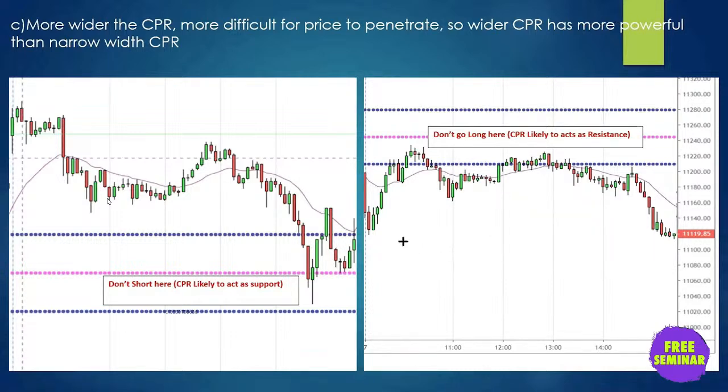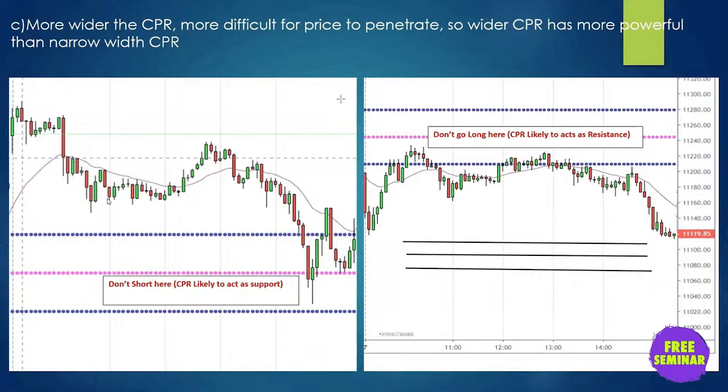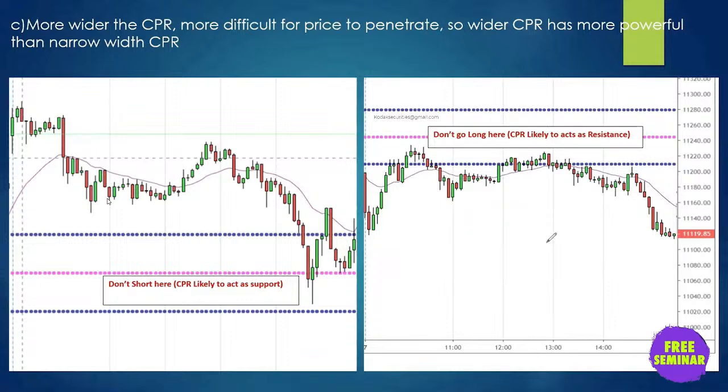And there can be a third type of CPR like this. What is this? This is neither narrow nor wide, it is in between, right? Such a CPR you can call an average size CPR or a moderate CPR. So these are the three types of CPR you will see on your chart. Now, knowing the CPR can give you an edge in your trading. Knowing the CPR width, whether it's wide or narrow, can give you some edge.